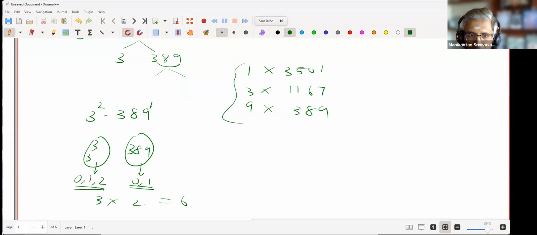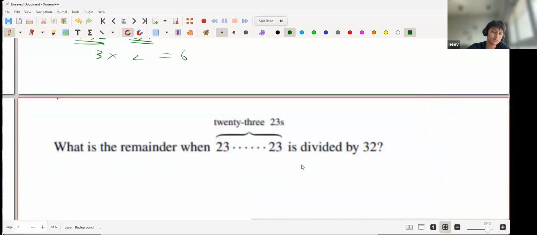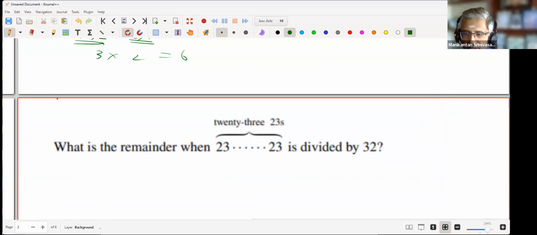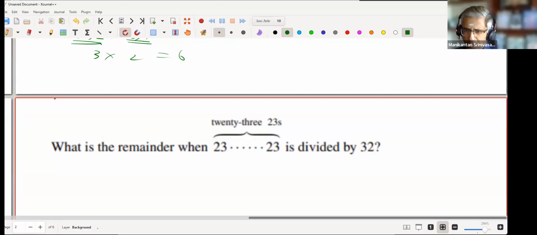What is the remainder? Okay, Neve, did you do this one? What is the remainder when 2, 3, 2, 3, 2, 3, and so on is divided by 32? No, sir. Okay, how far did you get along with this? Not really. I kind of understood the question, but I didn't know where to start. Okay, all right. Let me help you.